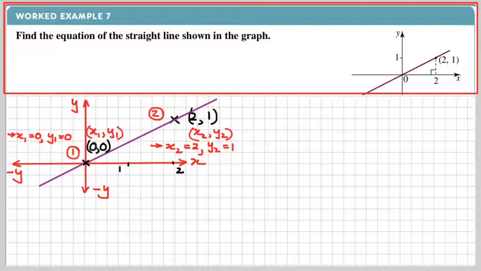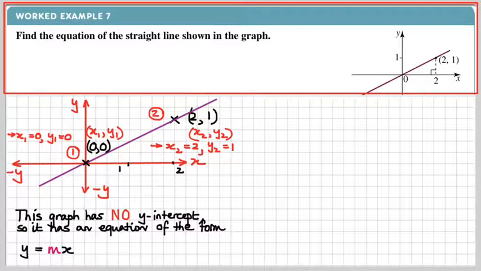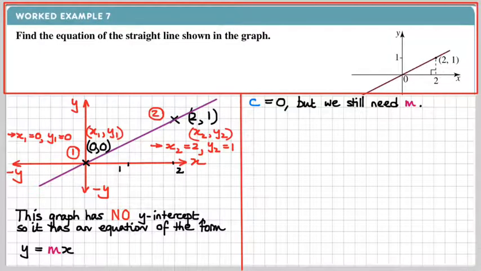We have to work out the equation of this straight line, do we? Yes, that's right. Did you notice that this equation has no y-intercept at all, because it goes through the origin? So therefore it has the form y equals mx, right? No c anywhere because c is 0, all right? You're with me, aren't you? Good. We still need m though. We've got to get m. So what is m?